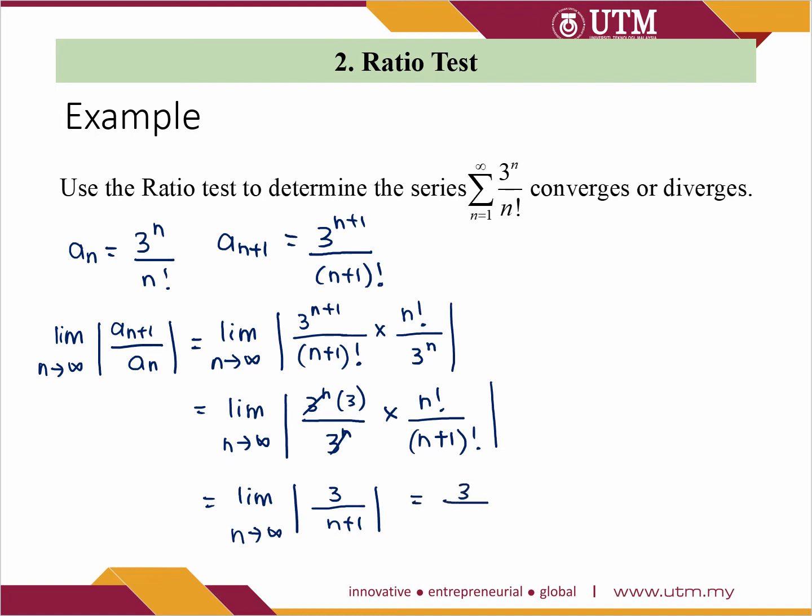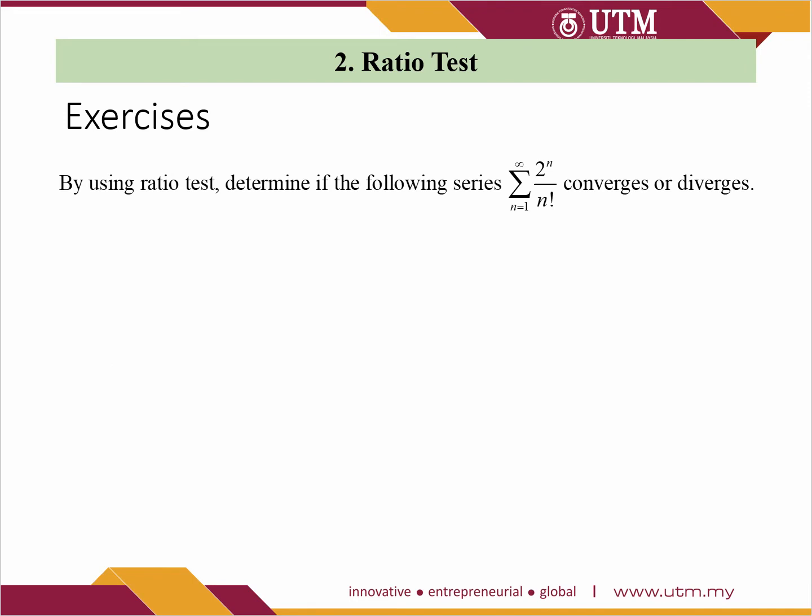So 3 over infinity still equals 0. So since it is equal to 0, the series converges. Now you can try out this question by yourself, and the answer you should get is that the series converges and the value of rho is equal to 0.